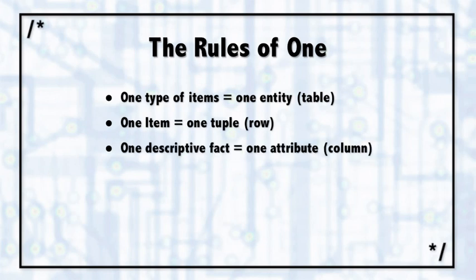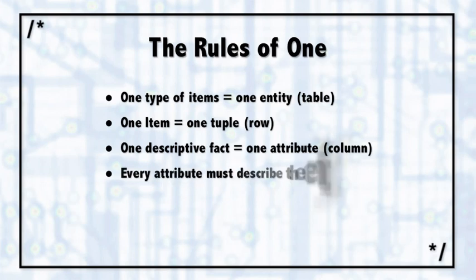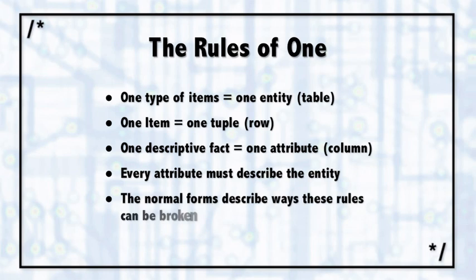Each one descriptive fact or one attribute about those items should be represented in one attribute or one column in the database. And then every one of those columns should actually describe that specific entity, not some other entity. If you follow these three rules of one, meaning one type of item, one entity, one item, one tuple, one fact, one attribute, you will always be normalized.